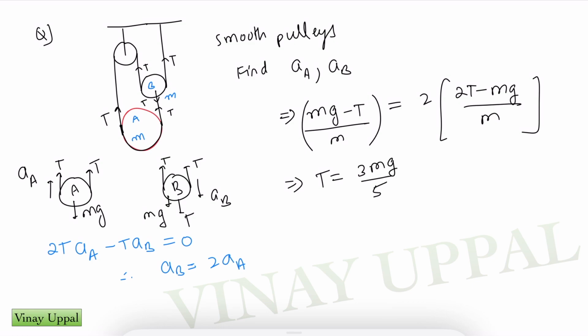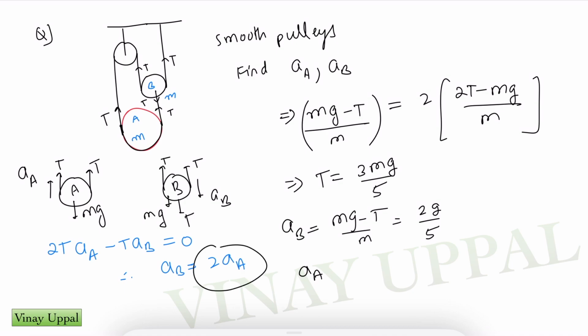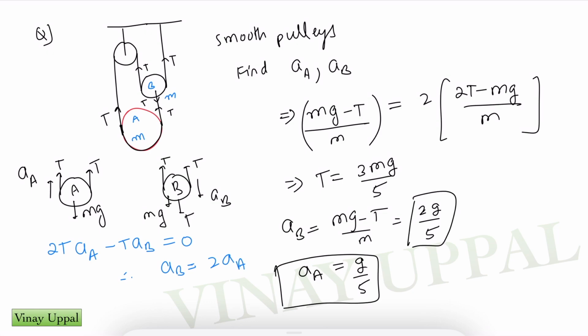Once you have tension, now it's very straightforward. Acceleration of B would be mg minus T by m, so that will be 2g by 5. And acceleration of A, just using the constraint equation, will be half of the acceleration of B. So acceleration of A would be g by 5. Alright, so those are the answers that you should have also gotten. And if not, I hope you've understood the solution.